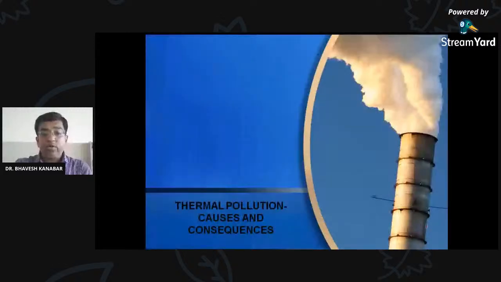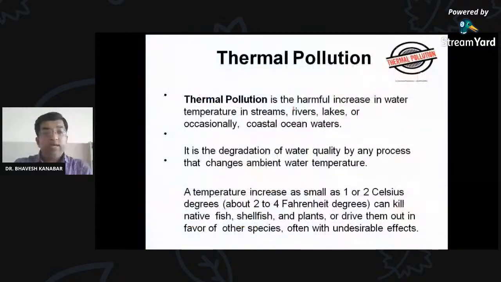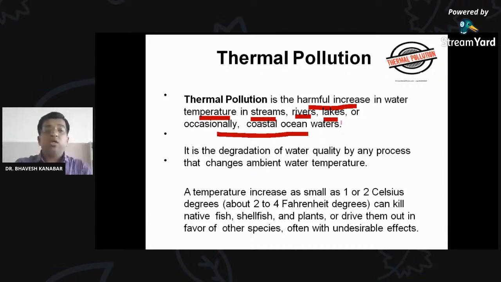Now the third point, that is thermal pollution. In thermal pollution, there is a harmful increase in water temperature in streams. Streams means jarna, streams, rivers, lakes, or occasionally coastal ocean water. In short, you can remember thermal pollution is an increase in water temperature, but it is harmful.